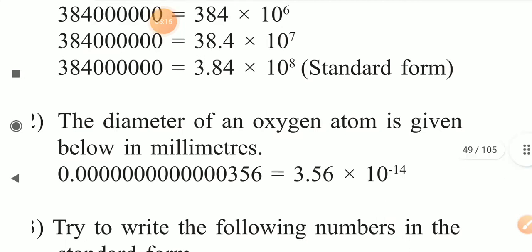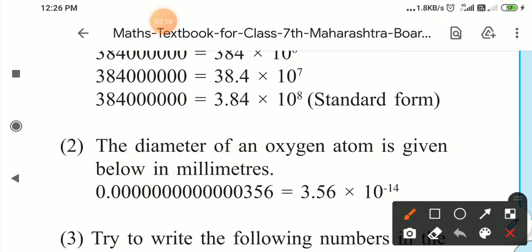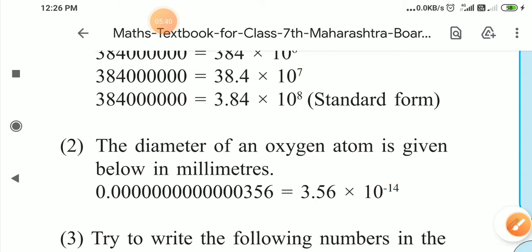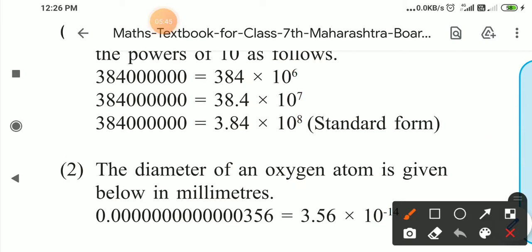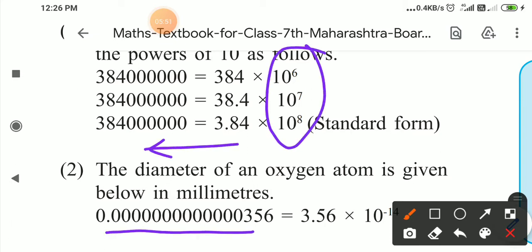decimal point. But here the change is that if you see the numbers before the point, they are positive numbers. But here it is 0 before the point, and that's why the power we have to write is always negative. If there is 0 before the point, then the power is negative. One more thing: if the decimal point moves towards the left side, the power is positive, and when the decimal point moves towards the right side, the power is negative.